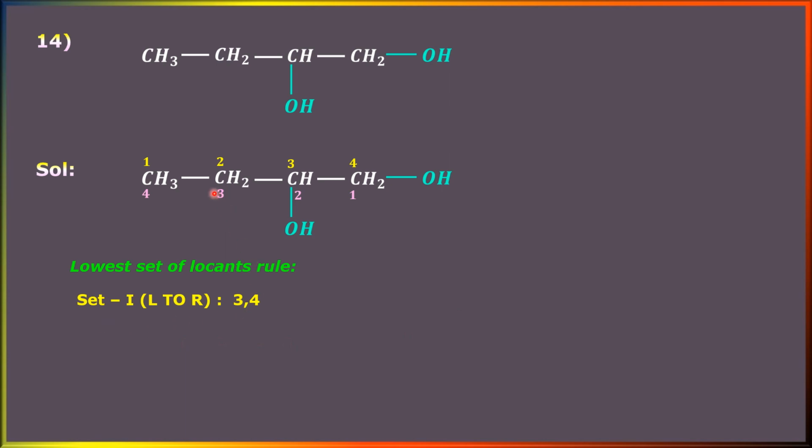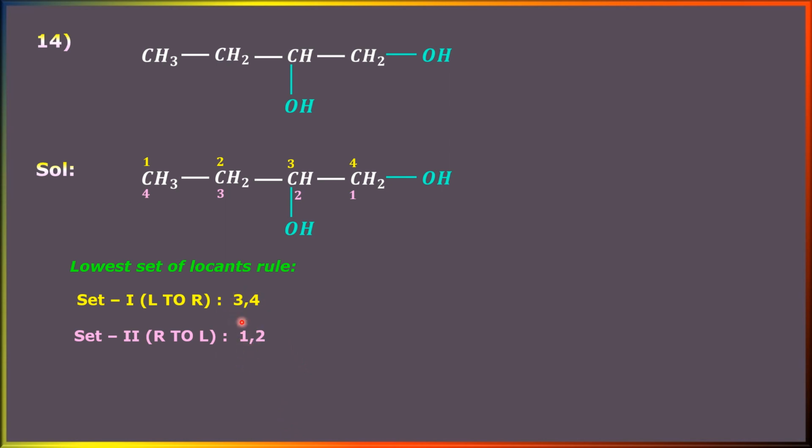So lowest set of locants rule I am using here. Set 1 locants left to right. See here, third carbon atom and the fourth carbon atom, these two carbon atoms are bearing the functional groups, OH functional groups. So left to right locants are 3 comma 4. From right to left locants are, you see here, first carbon atom and the second carbon atom are bearing the functional groups.